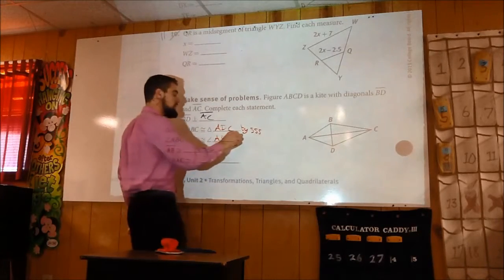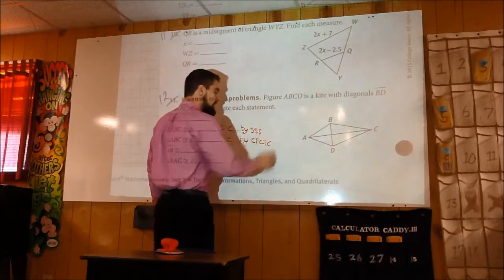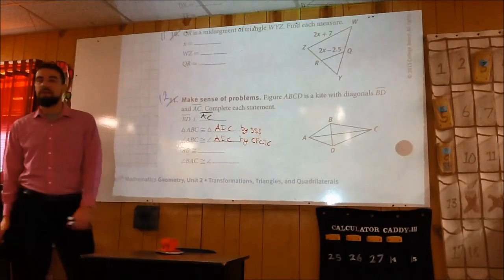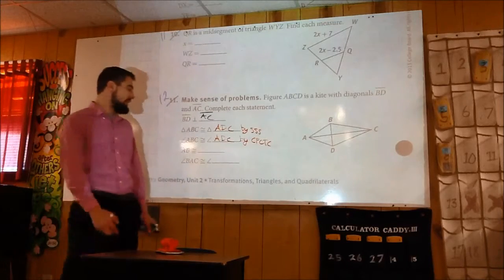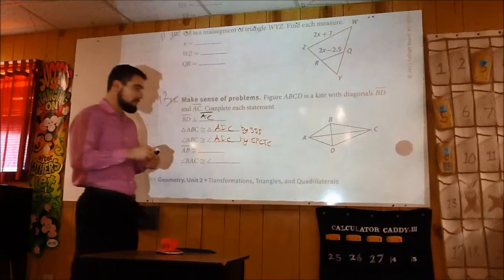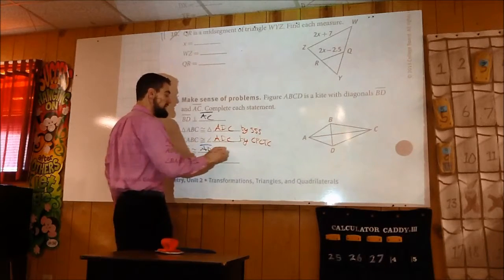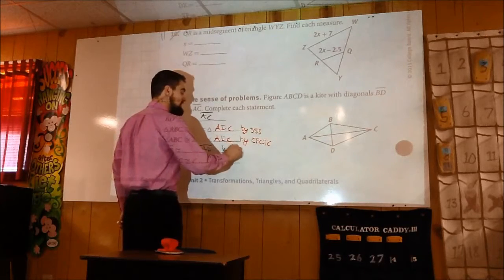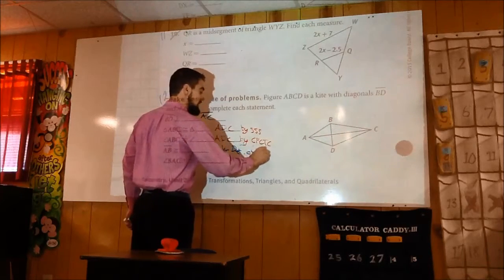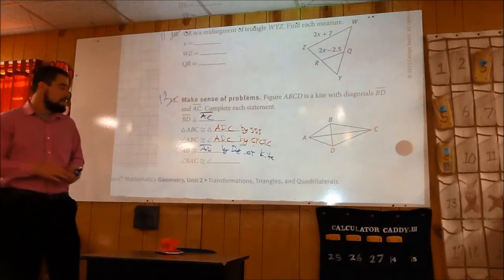How do I know that those two angles are congruent? CPCTC. The corresponding parts of congruent triangles are congruent. Segment AB is congruent to segment AD. How do I know that segment AB is congruent to segment AD? By the definition of a kite.